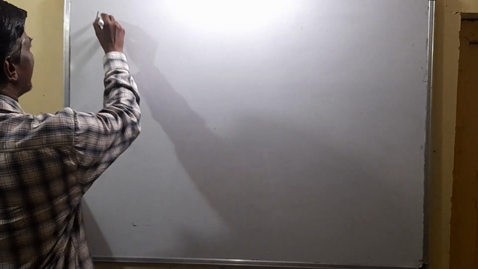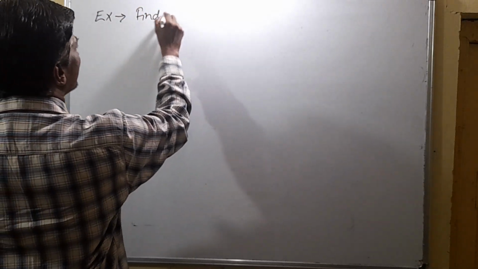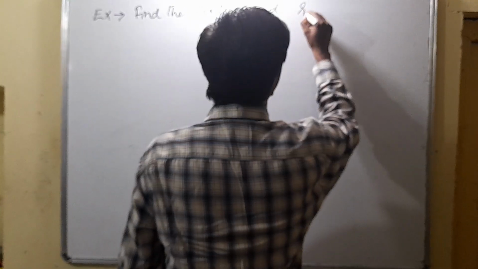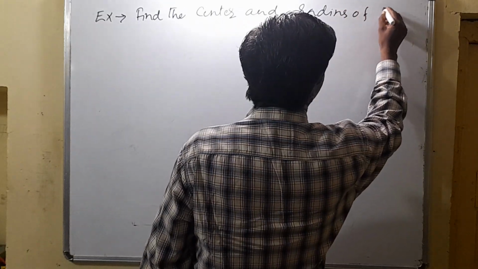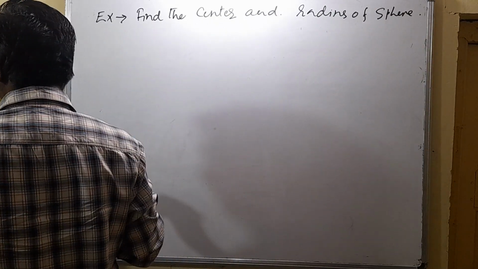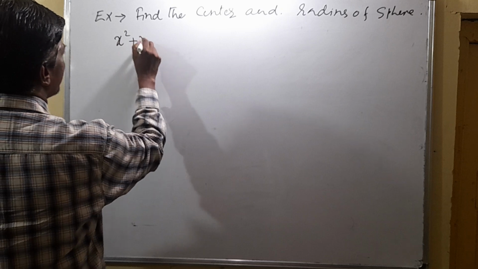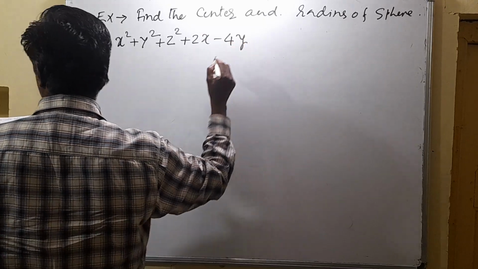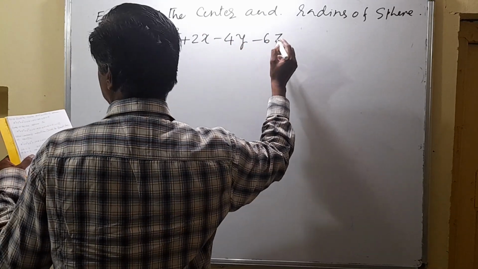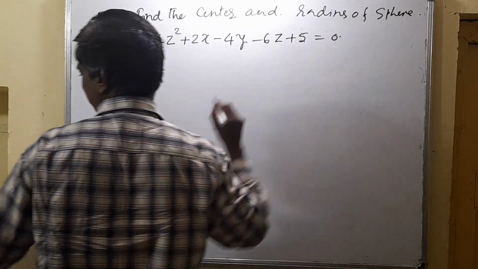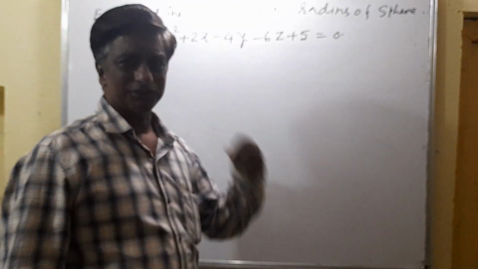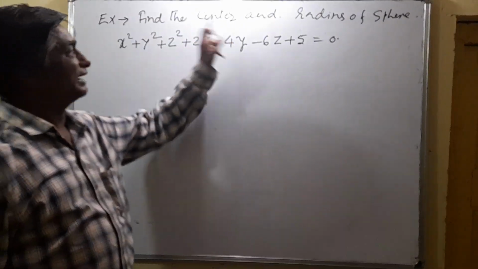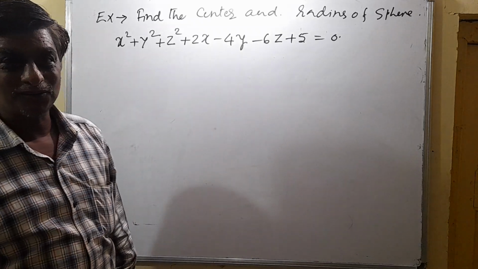Example: find the center and radius of the sphere given by x square plus y square plus z square plus 2x minus 4y minus 6z plus 5 equal to 0. This is the given equation. It is in standard form. In this standard form, I have to find out the center and radius of the sphere.